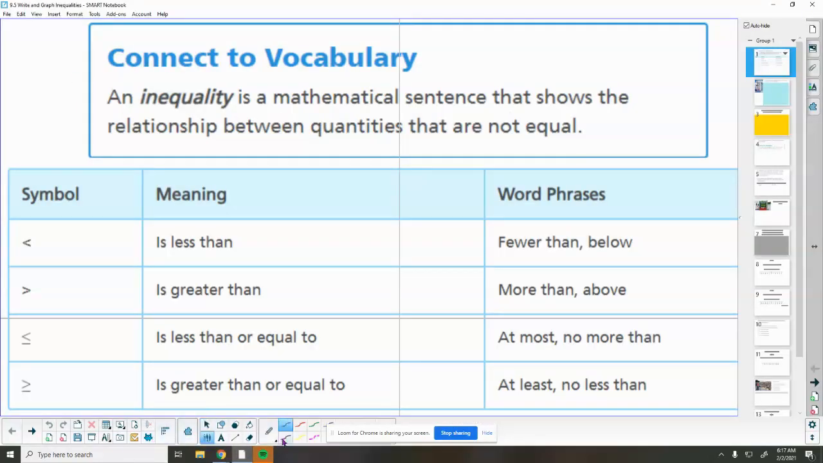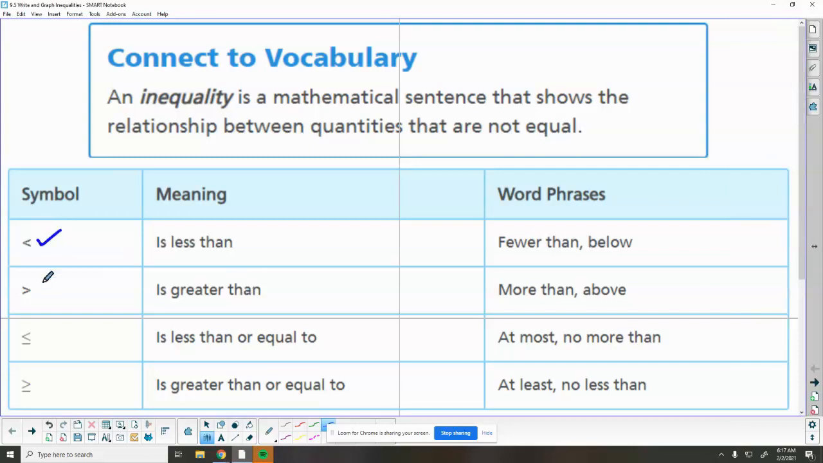Some things we need to know before we get going is that inequality is just showing that the two relationships are not equal. We can do that with a less than sign and a greater than sign. We should be pretty familiar with this one and this one. That's right, the little side always points to the smaller. So if I said 4 is less than 7, or I could flip that around and say 7 is greater than 4. You can see the big side always opens up to the bigger number. The point points to the smaller number.